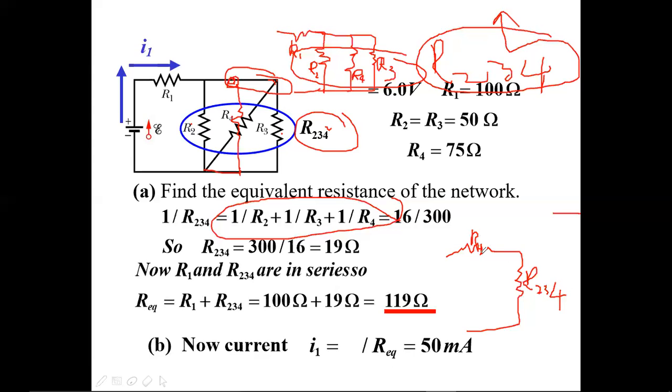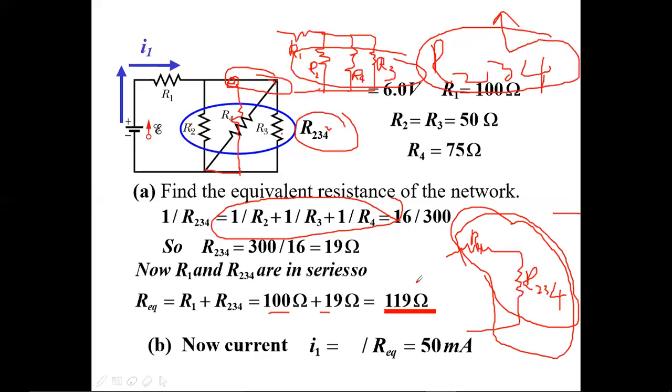Now which rule among the rules do you need to apply? Simply the series rule, right? R1 is in series with R234. Then you need to add these two values of resistance. That is R1 plus R234, 100 plus 19. Hence my value is 119. My value will be 119 ohms, right?